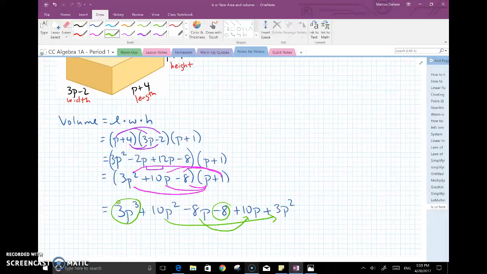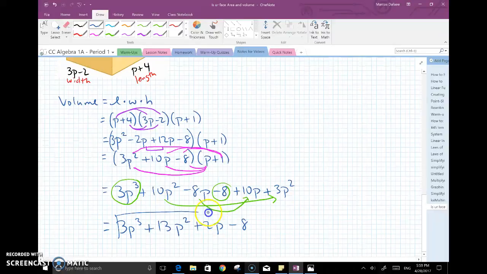So putting everything together, what I have is 3p to the third power. Then I have to combine my powers of 2, so this would be 10p squared plus 3p squared is 13p squared. Then I have to combine my p's together, so this would be negative 8p plus 10p, that's 2p. And finally my constant goes at the end, and that would be my volume.